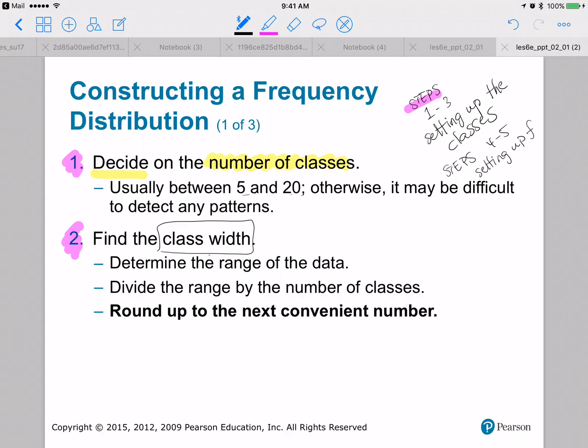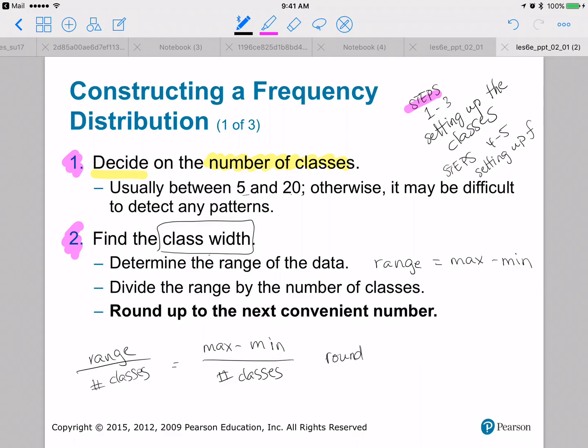In order to figure out the class width, you're going to determine the range of the data. Now, when we say the range, we mean that numerical value, which is the max minus the min. Okay. Then you're going to divide the range by the number of classes. So you're going to have your max minus min over your number of classes, right? So this is your range over your number of classes. And then you're going to round it up to the next convenient number.